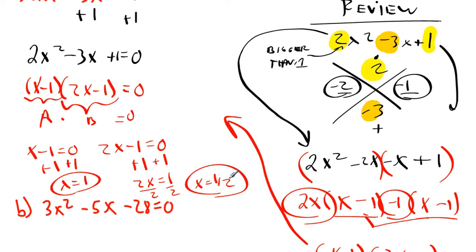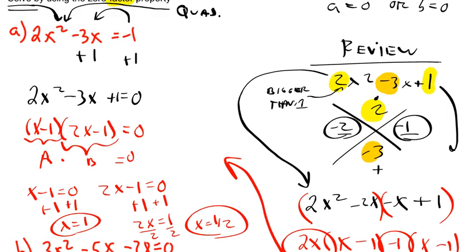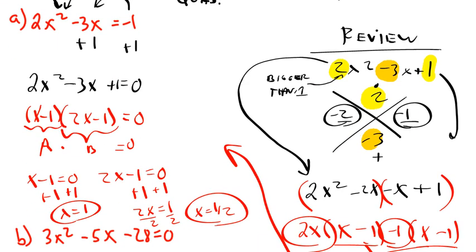And again, what does that represent? I thought I had a little graph up here, but basically it would represent that the graph would cross the x-axis at 1, and then it would cross at 1/2. So it's probably going to look something like that going up.